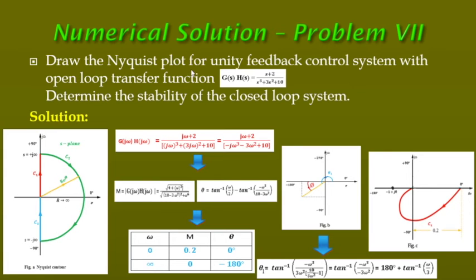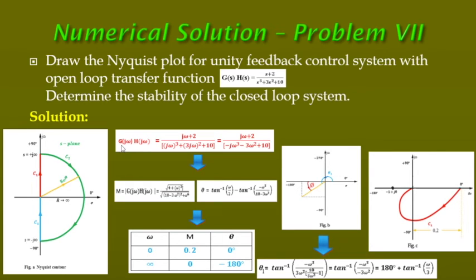Draw the Nyquist plot for a unity feedback control system with open loop transfer function G(s)H(s) equal to (s + 2) divided by (s^3 + 3s^2 + 10). Determine the stability of the closed loop system. Draw the Nyquist contour for C1, C2, C3 path. For C1 path, put s equal to j omega.